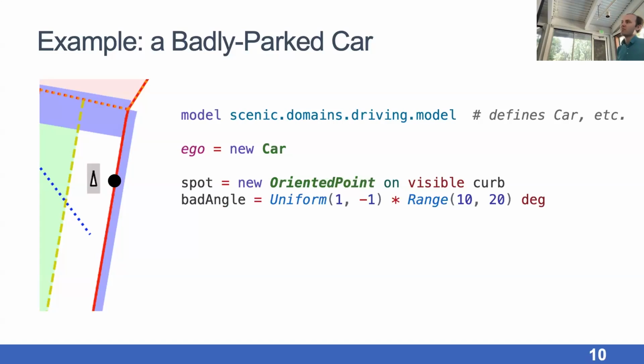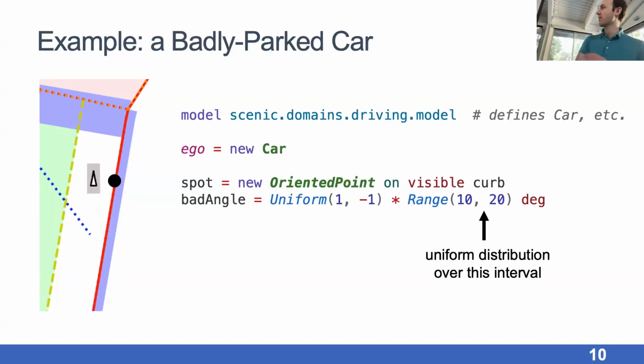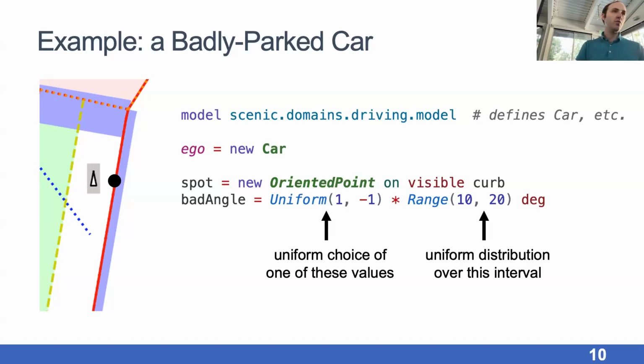Okay, next we're going to pick the angle for this car to be parked at. And we're doing that here by picking first a random angle between 10 and 20 degrees. So the range here means a uniformly random sample between 10 and 20, putting that in degrees, and then I'm multiplying that by either 1 or -1, uniformly at random. So you're going to get a 10 to 20 degree angle in either direction. Yeah, so this gives you a uniform distribution over that interval. This gives you a uniform choice over the given values.